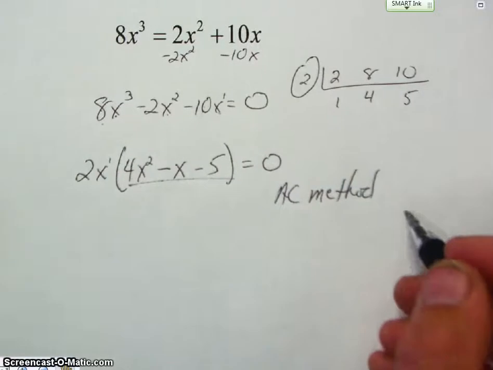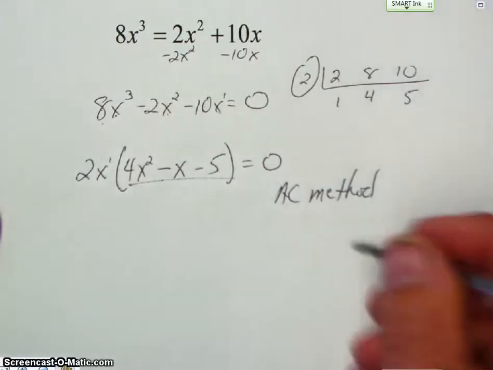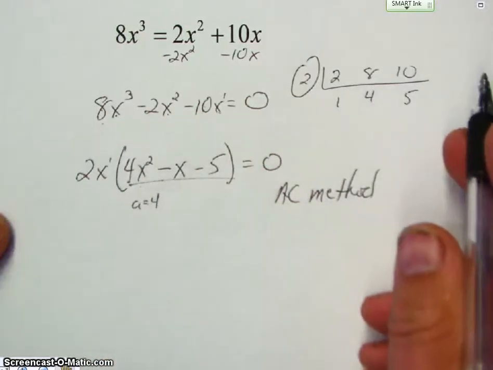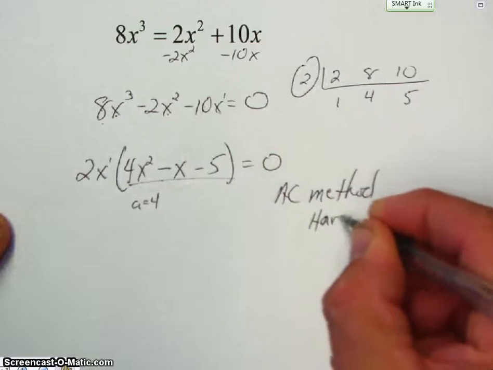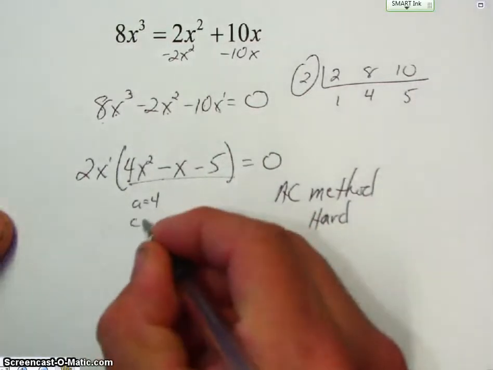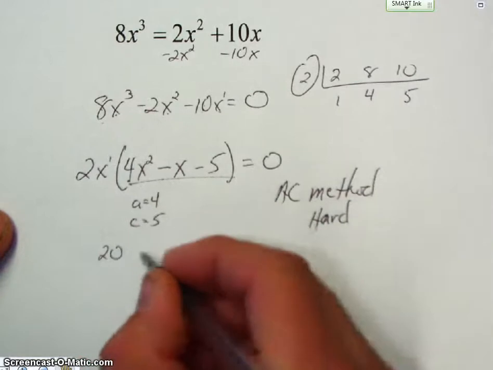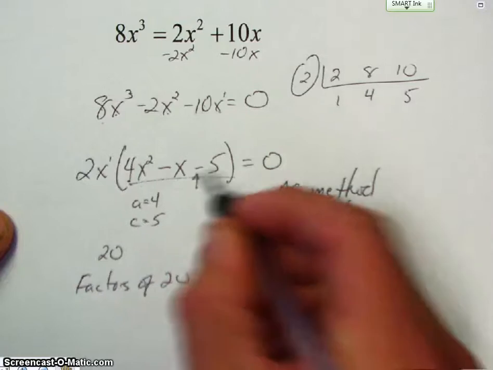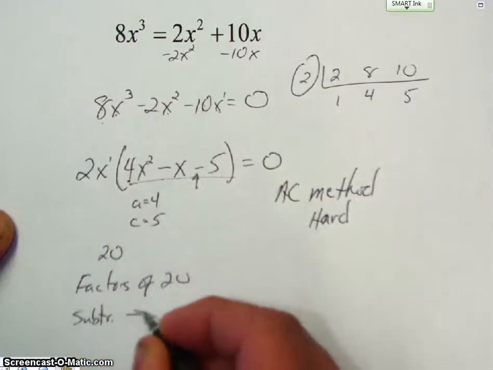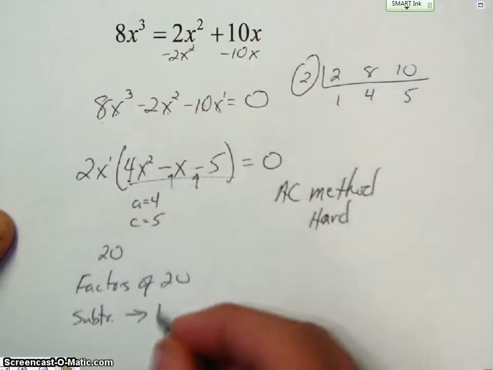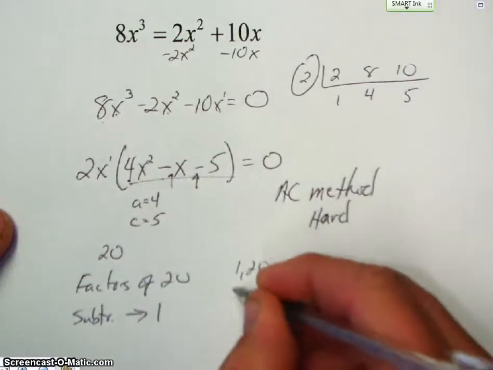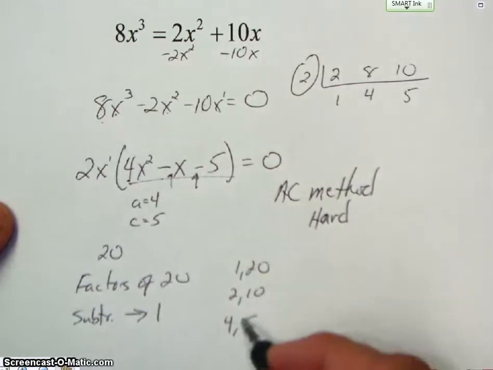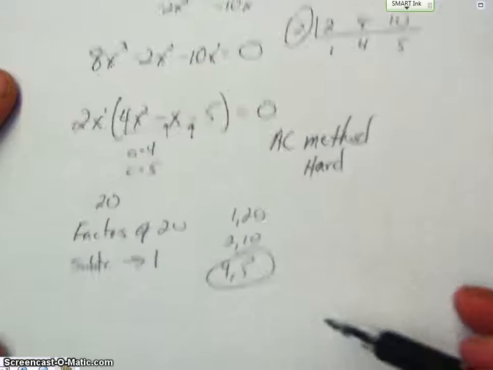All right, now, is it the easy or the hard? Well, here A is 4. So that's not equal to 1. So therefore, this is going to be the hard AC method. So that means I got to take A and C, which is 5, multiply them, so that's 20. So I want the factors of 20 that if I subtract, will give me, what's understood to be there? A 1. So the factors are 1 and 20, 2 and 10, 3 doesn't work, 4 and 5. All right, so if I subtract, this is the one that will give me the result of 1.